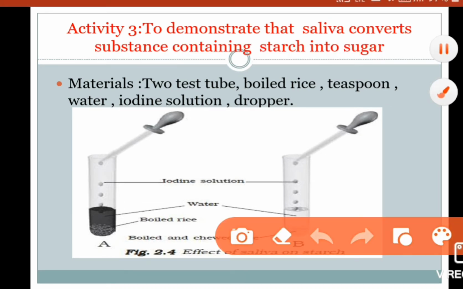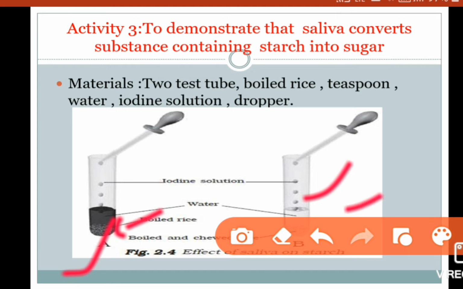First of all, take two test tubes, labeled A and B. In test tube A, keep 1 teaspoon of boiled rice. In test tube B, keep 1 teaspoon of boiled rice after chewing it for 3 to 5 minutes, and add 3-4 ml water in both test tubes.